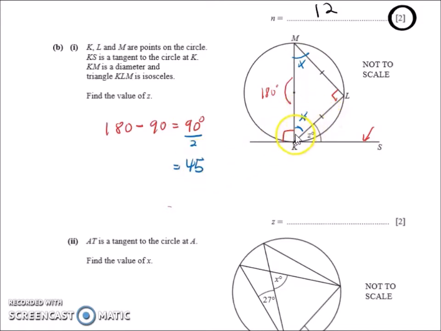So when here we have 90 degrees and x is 45, we can get the answer for z, which is also 45. This is the angle over here. Okay, now we move to the next one.